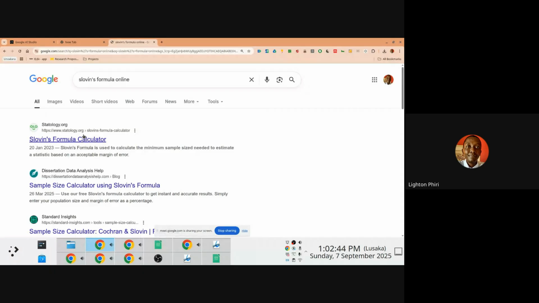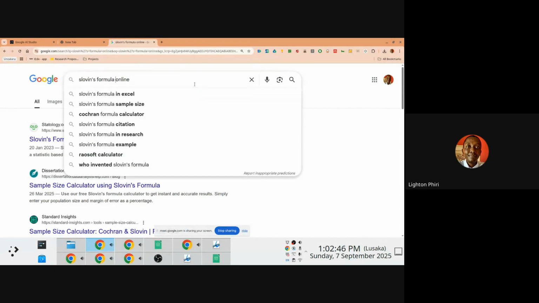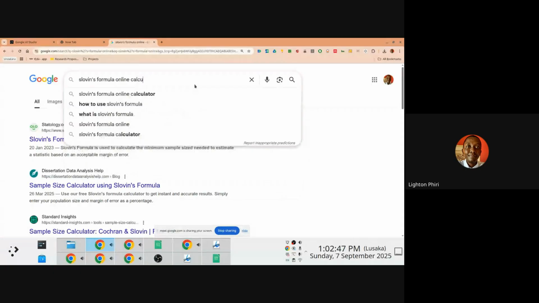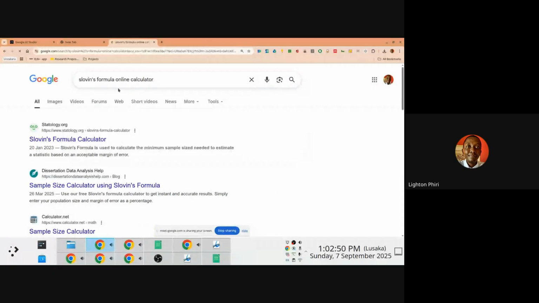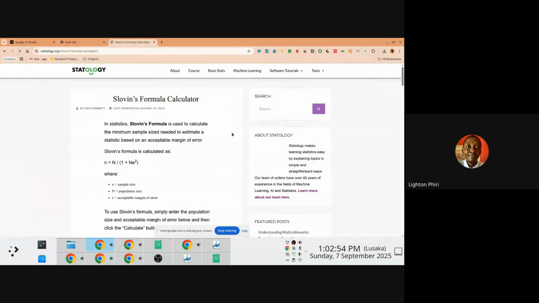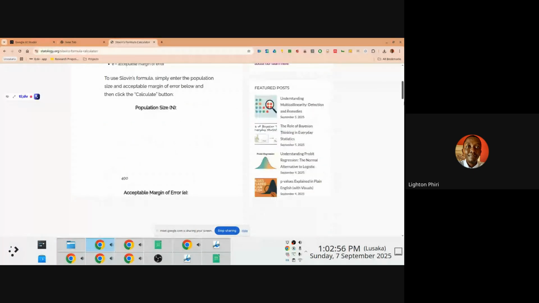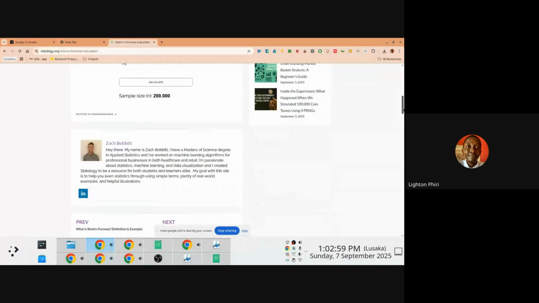You have some form that you can use to plug in the values. Yeah, it's as easy as that. You plug in the values and then it showcases to you your sample size.